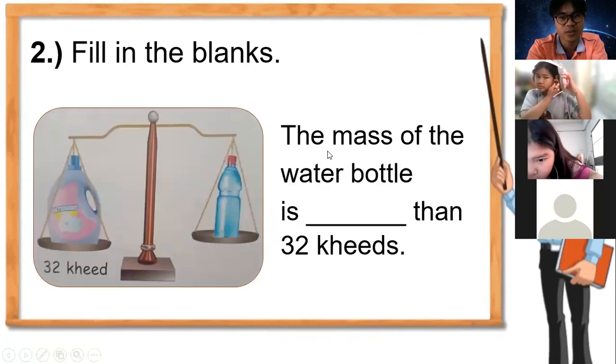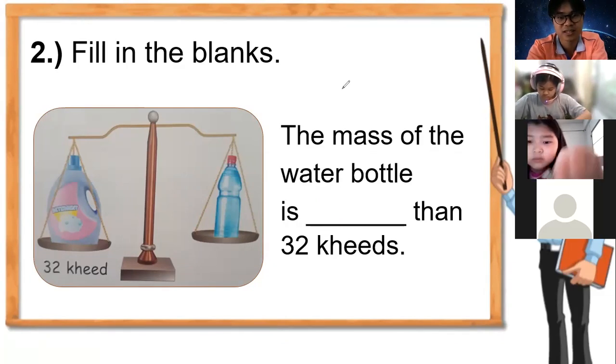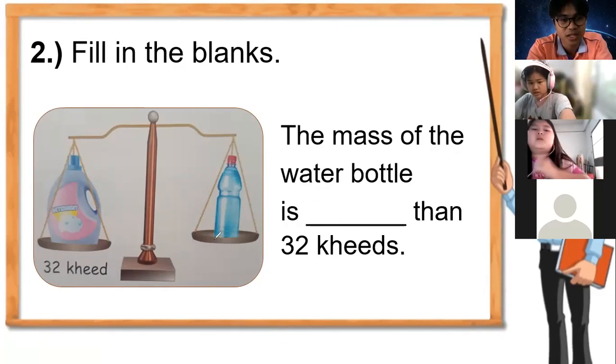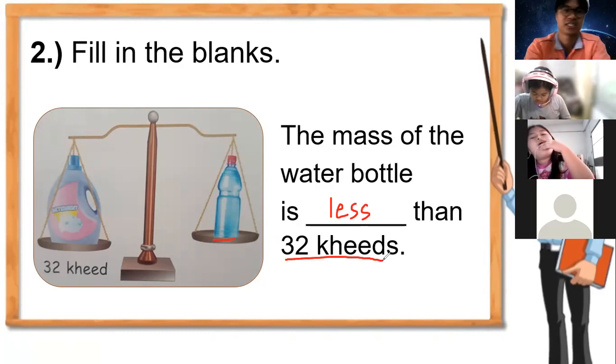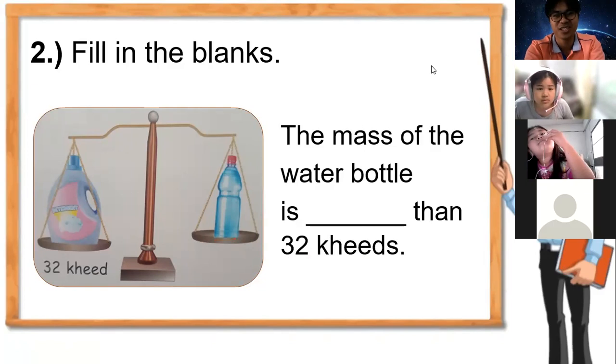Next, letter B. The mass of the water bottle is what? Water bottle is less than, right? Less than 32 kids. Oh, no more time. 1 minute more.